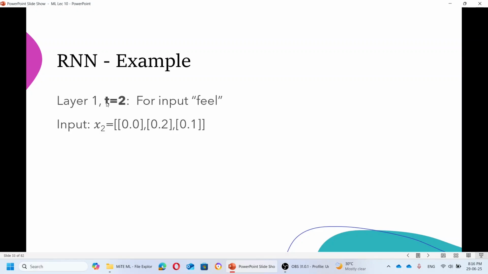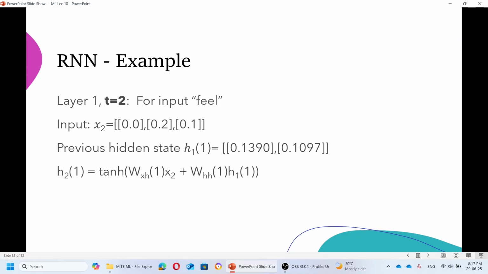So when t is equal to 2, our input will become feel, and now we will take the embeddings of feel. As you can see, x2 is equal to 0.0, 0.2 and 0.1. These are the embedding values of feel, and our previous hidden state values were 0.1390 and 0.1097.